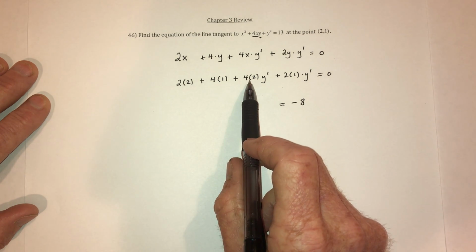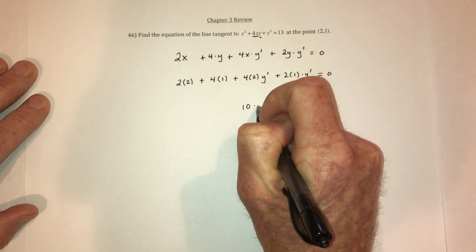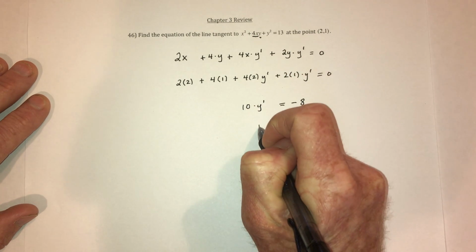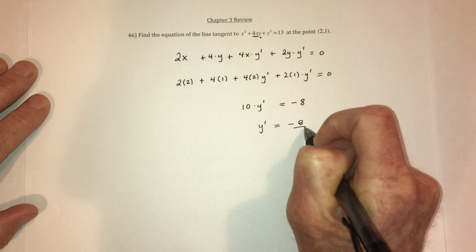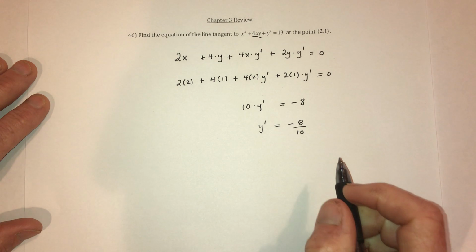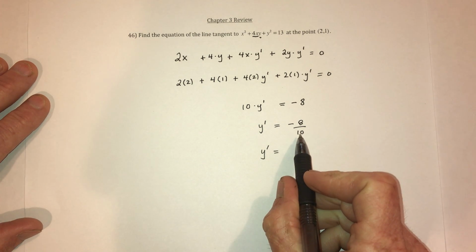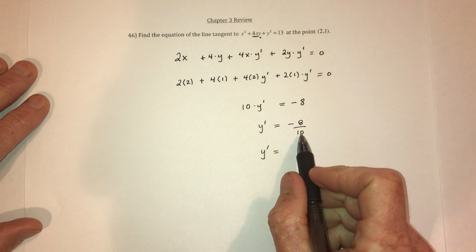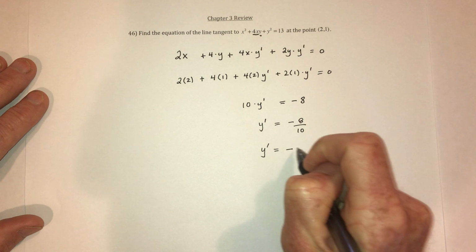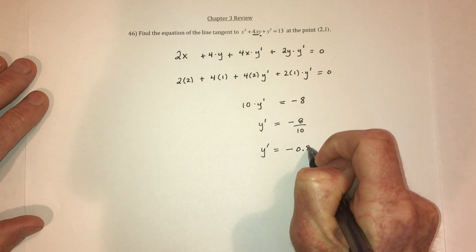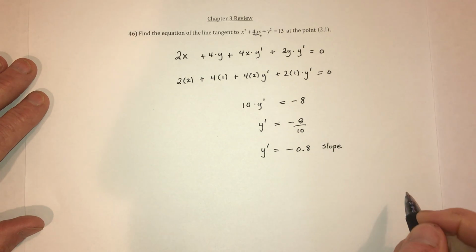And then this is 8 with 2 more makes 10 times y prime. Or in other words, y prime is negative 8 divided by 10. And then either use the decimal form, negative 0.8, or use the fraction. Let's see, I think today I'm going to use the decimal. So this is the slope of the tangent line.